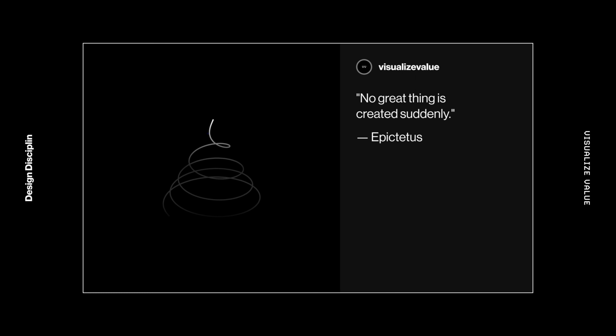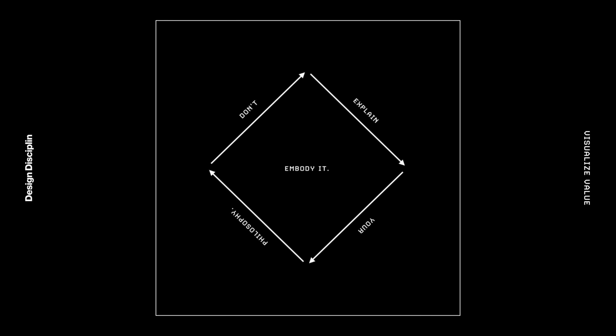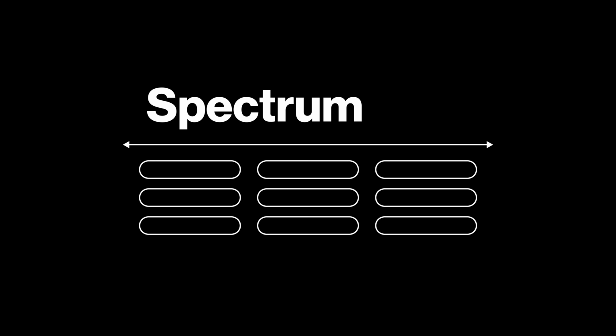This piece from Visualize Value illustrates the power of iteration and refinement and putting time into something, with another quote from Epictetus: No great thing is created suddenly. But sometimes it's not good to be stuck in a loop. This one says, don't explain your philosophy, embody it. Being stuck in the cycle of explaining and talking about an idea constantly is not going to serve us as much as practicing it.